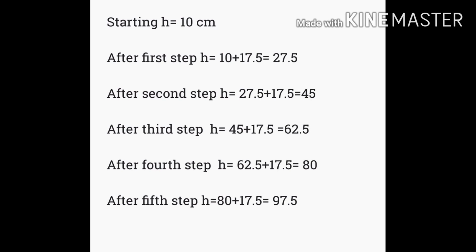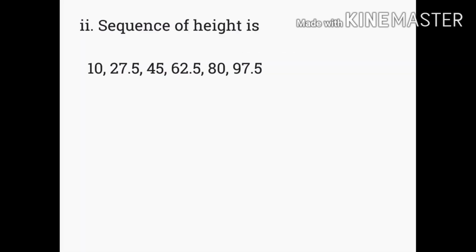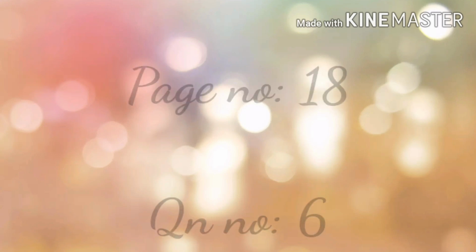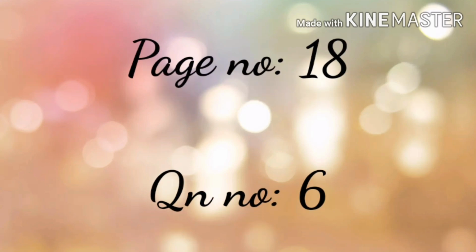Now the second sub question is sequence of height you have to write. So here is the answer. Sequence of height is 10, 27.5, 45, 62.5, 80, 97.5. And our next question is from page number 18, question number 6.